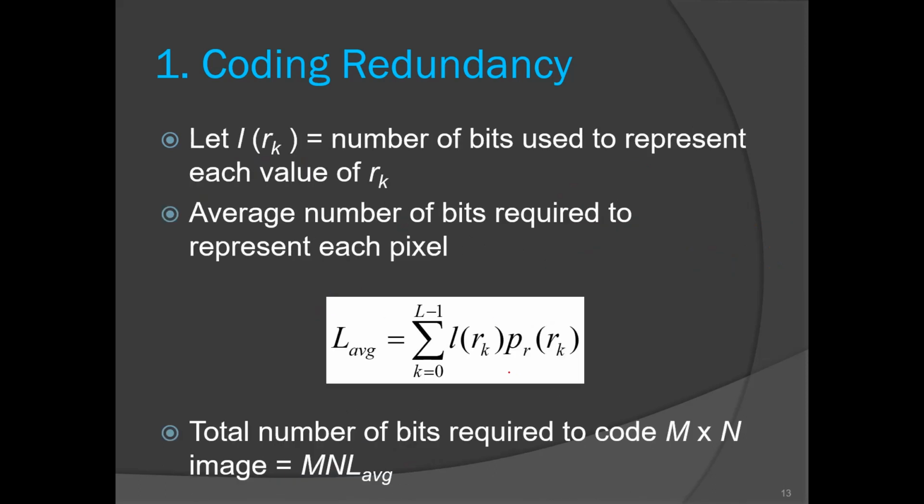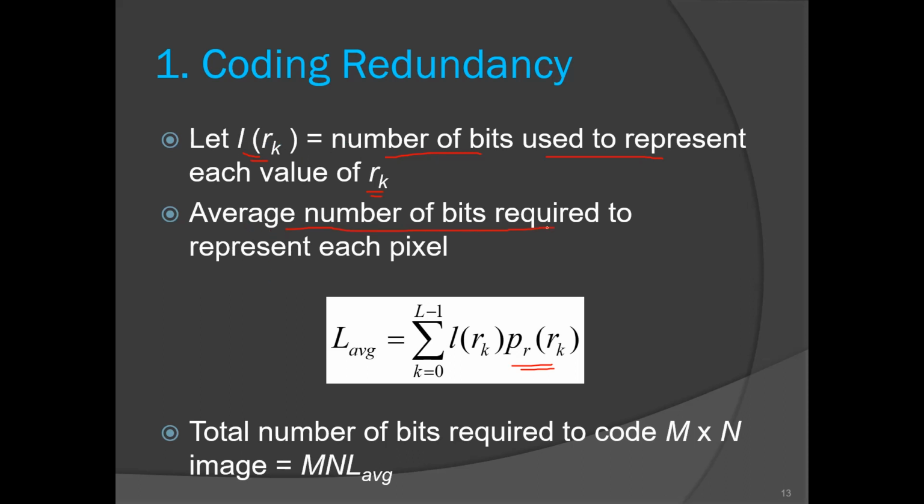So we have found out the P of rk. Then Lrk represents the number of bits used to represent each value of rk. How many bits are required? Till now we have used 8 bits, so the value of Lrk will be 8.